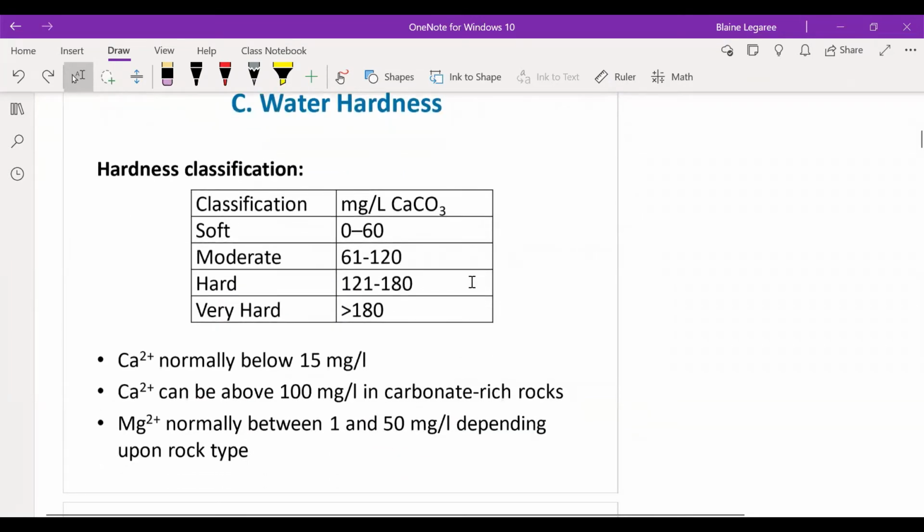So this is our water classification, and one thing that I wanted to make note of is this here. Water hardness is classified as milligrams per liter of calcium carbonate. That's kind of a historical thing in that it used to be believed that water hardness was all from calcium carbonate, and so those were the units. Of course, now we have other sources of calcium, and of course we have magnesium as well. But the units have stuck, and so we still use them.